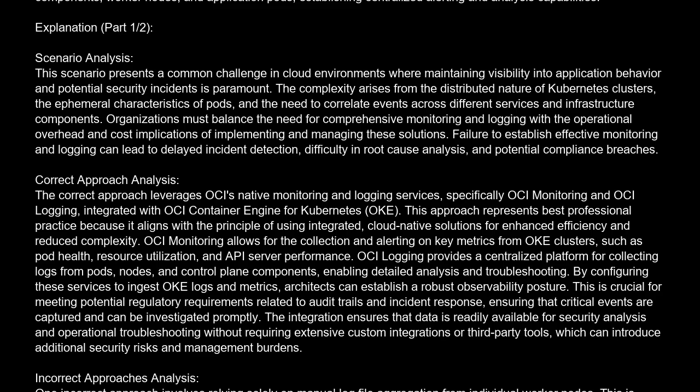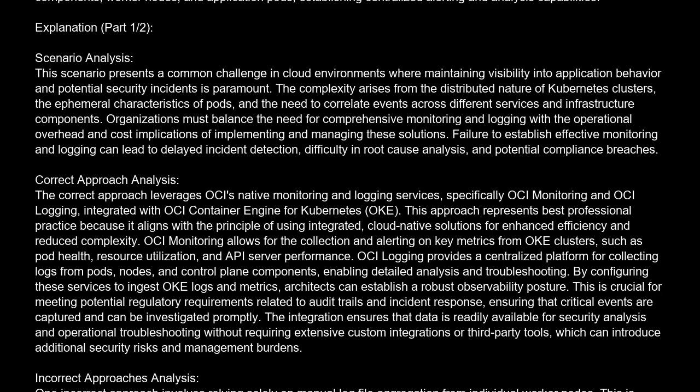OCI logging provides a centralized platform for collecting logs from pods, nodes, and control plane components, enabling detailed analysis and troubleshooting. By configuring these services to ingest OKE logs and metrics, architects can establish a robust observability posture. This is crucial for meeting potential regulatory requirements related to audit trails and incident response, ensuring that critical events are captured and can be investigated promptly. The integration ensures that data is readily available for security analysis and operational troubleshooting without requiring extensive custom integrations or third-party tools, which can introduce additional security risks and management burdens.